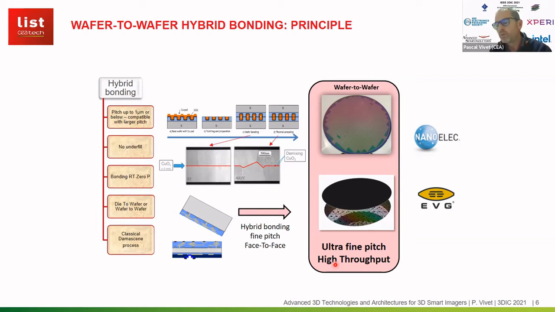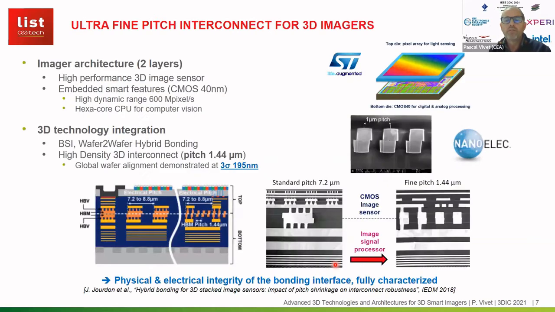This is used for wafer to wafer, and we are also working in CA to apply that for die to wafer, for chiplet and high performance computing. But this is another topic that I will not present today. Such technology, hybrid bonding, has been used, for instance, by ourselves and our colleagues from ST Microelectronics in a BSI imager, 2-layer, 130 nanometer pixel array, full range 600 megapixel, and a hexa-core CPU for computer vision in the bottom. And we've been able to achieve a very high density 3D interconnect with a pitch of 1.44 micrometer. We can see here the cross section of the device that has been fabricated in our clean room capabilities in CA. And the device is fully functional, showing that the technology is mature in terms of industrial capability to achieve very aggressive pitch.